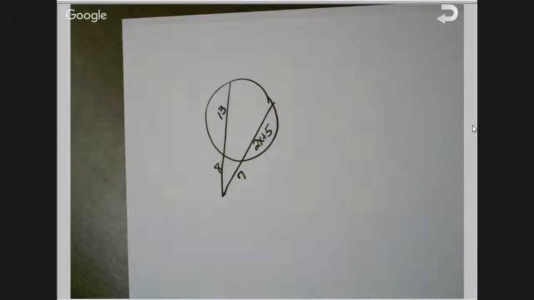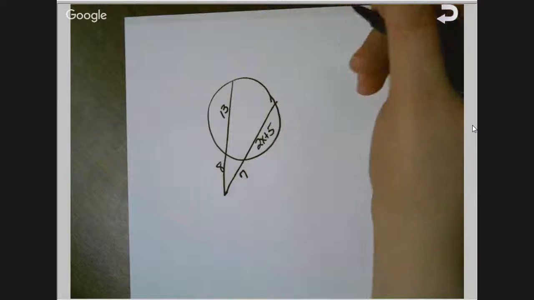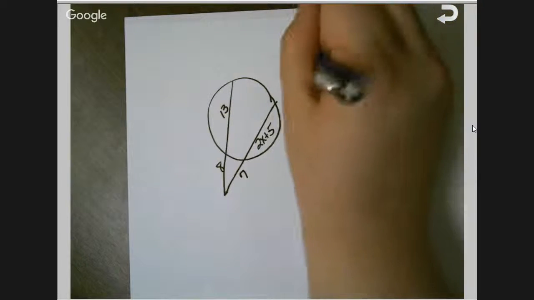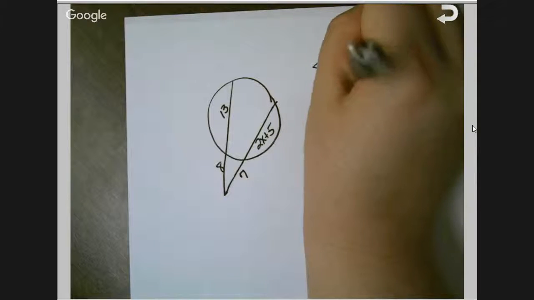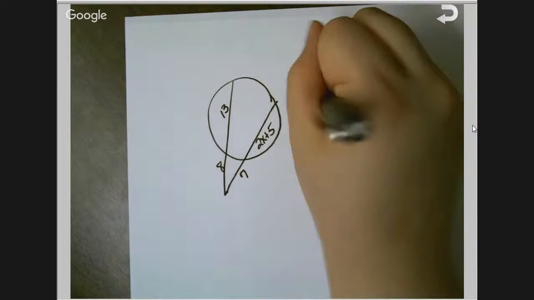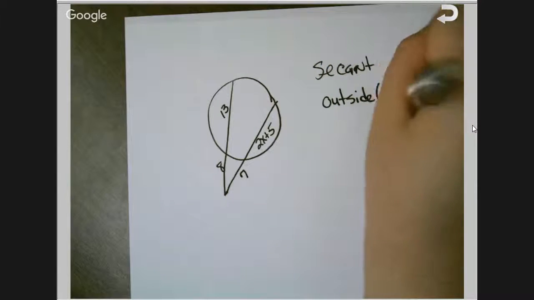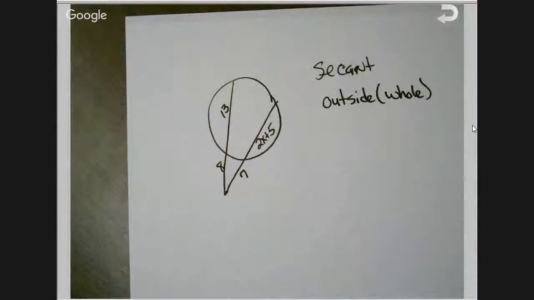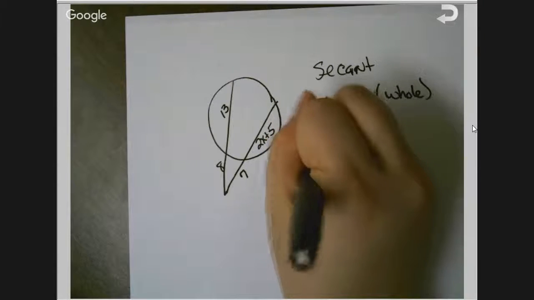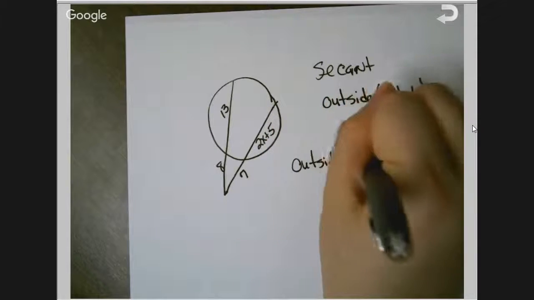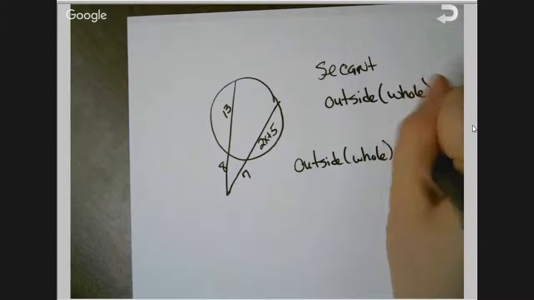Secant lines are much harder to deal with because you tend to make a very small mistake that makes a big difference. So anytime you have a secant line, whether it's in conjunction with another secant line or with a tangent line, it has the same rule every time. It is always the outside part times the whole line. So if you have a secant and a secant, you're going to have an outside times a whole equals the outside times the whole in the other line.